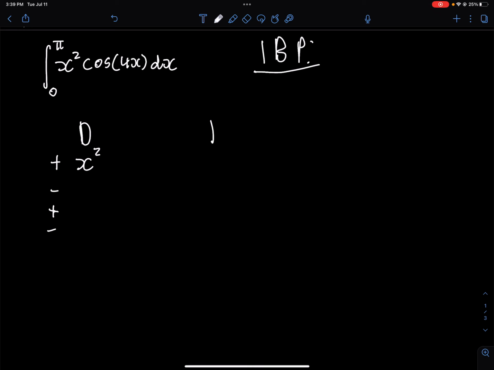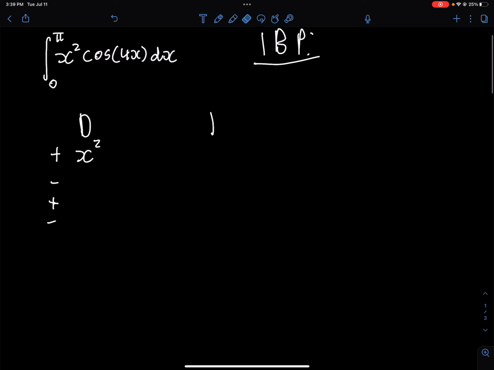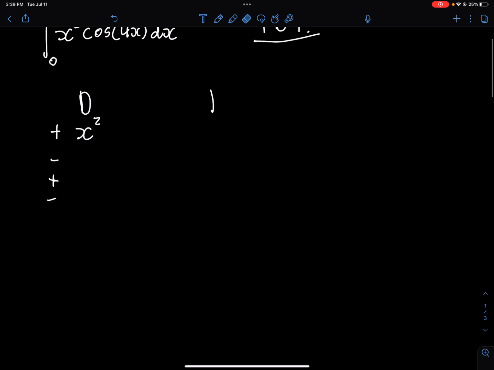And we know that one of the markers to stop taking derivatives and integrals in the DI setup is when you reach a 0 in one of the columns, which will mainly be the differentiating column. So here, let's take the derivative of x squared, which is just going to be 2x, and then the derivative of 2x is 2, and then the derivative of a constant is 0. So that's good, we can stop now. And of course, we therefore have to integrate cosine of 4x.